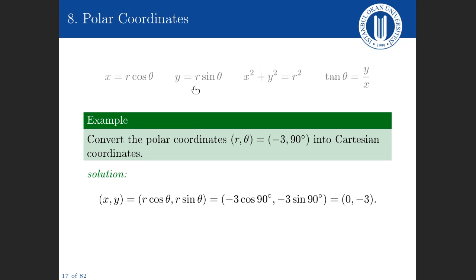I've put these equations at the top. For example, convert the polar coordinates (r, theta) equal to (-3, 90 degrees) into Cartesian coordinates. We use our equations. We want to find x and y. We know that x is r cos theta and y is r sin theta. Go through the calculation and we find that (x, y) is equal to (0, -3).